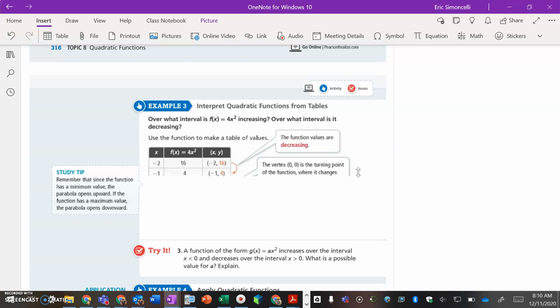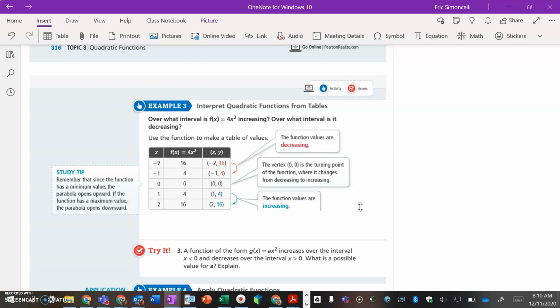You can actually plug those in to see if they work. Negative 1, 4 is the next ordered pair, and so on and so forth. Turns out that the function values are decreasing, but only up until you reach 0, 0. It turns out that the vertex of 0, 0 is the turning point of the function where it changes from decreasing to increasing. So let's see now the change, 1, 4, and then up 2, 16. So now the function values are increasing.